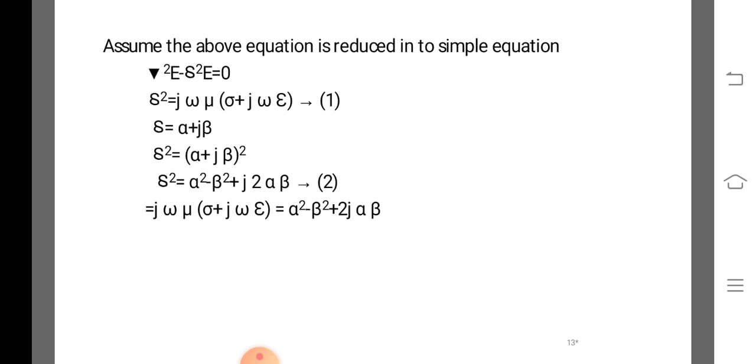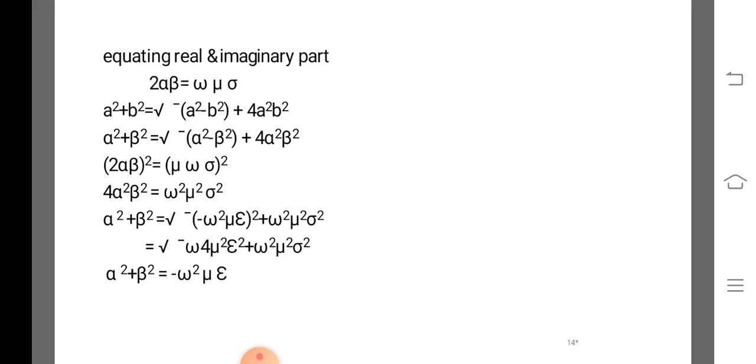Assume the above equation is reduced into a simple equation. So del squared E minus gamma squared E equal to 0. Gamma squared equal to j omega mu (sigma plus j omega epsilon). Equating the real and imaginary parts of this equation, we get the summarized condition. So finally we get alpha squared plus beta squared equal to minus omega squared mu epsilon.